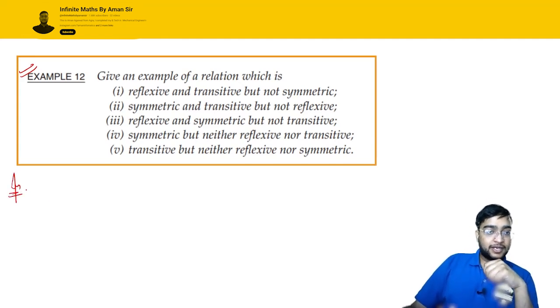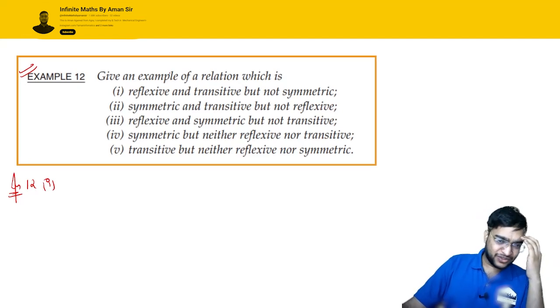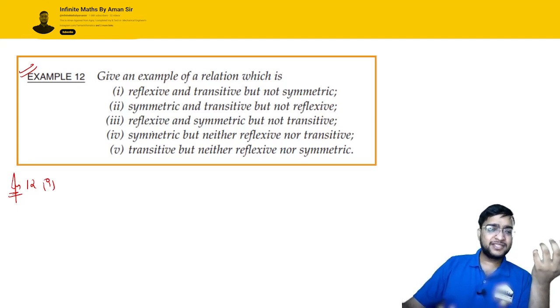Okay, let's take the first part of the 12th example, the example given in the relation. With this example, I'm taking one universal set, or the set A, which is {1, 2, 3}.